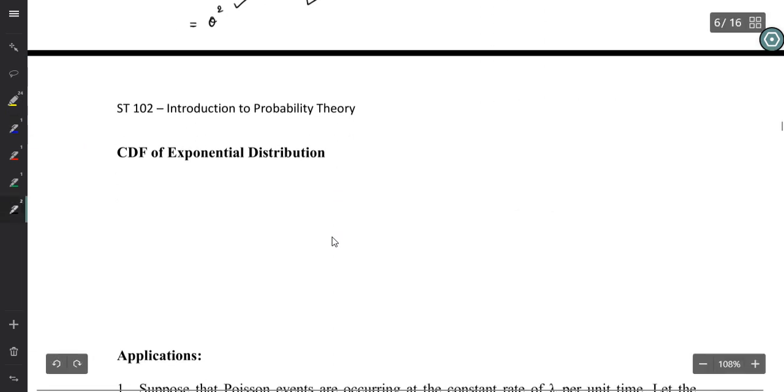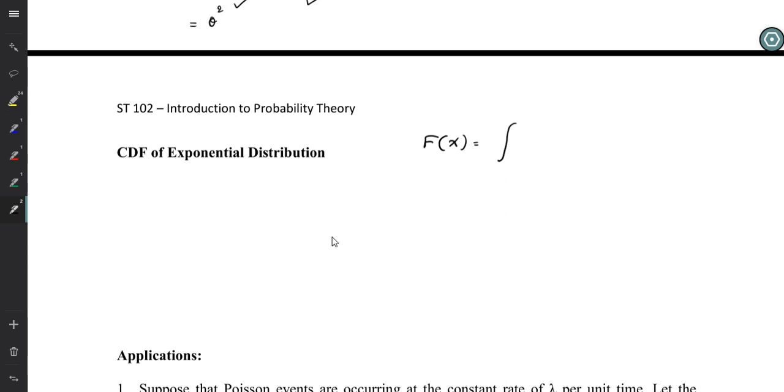Shall we try to find the CDF of the exponential distribution? What is the CDF? That is the cumulative distribution function, capital F(x). How do you find it? By integrating from the lower support of your random variable up to any x, f(x) dx. This is the definition of the CDF. That means you find the probability of the left tail up to a certain value x.